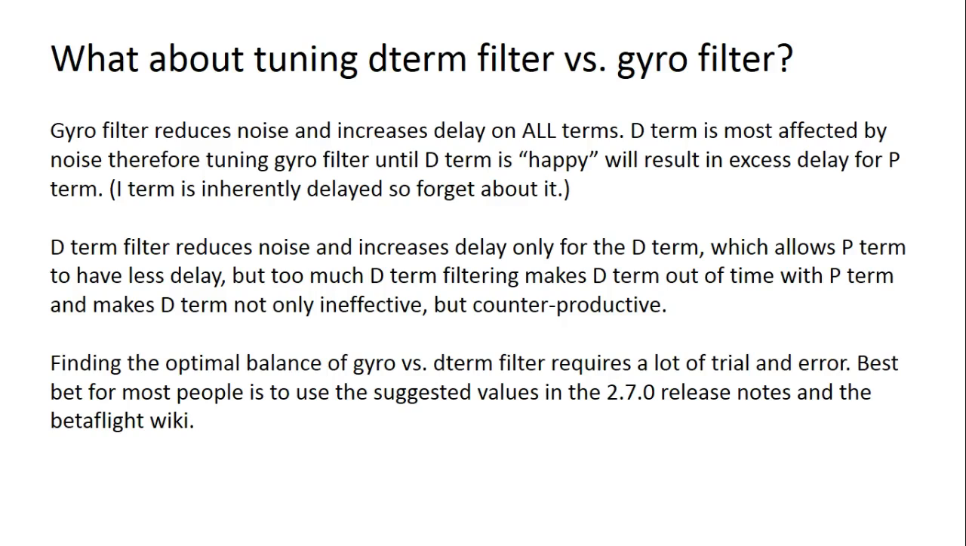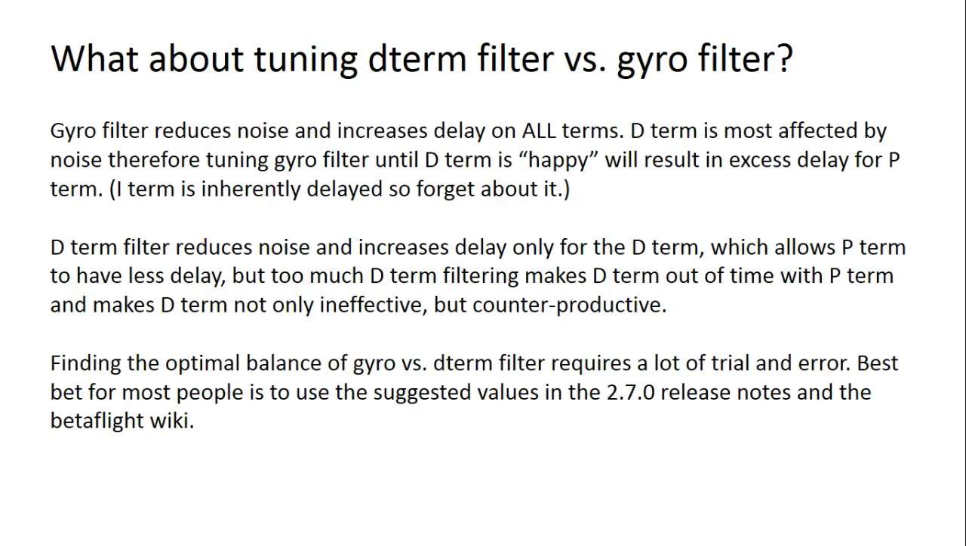Finding the optimal balance requires a lot of trial and error. It's very difficult and requires a lot of testing of different values, and it also requires that you be able to tune a copter sort of to the edge and know when your D term is as high as it can go, and recognize the effects of excess filtering, excess delay, etc.